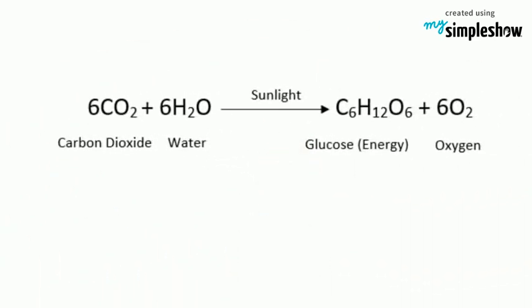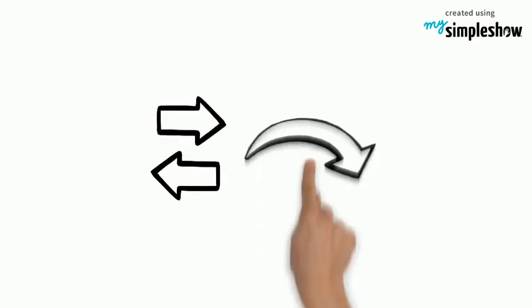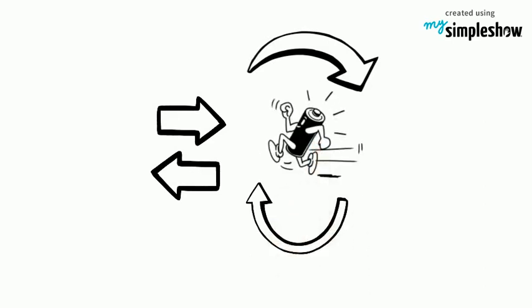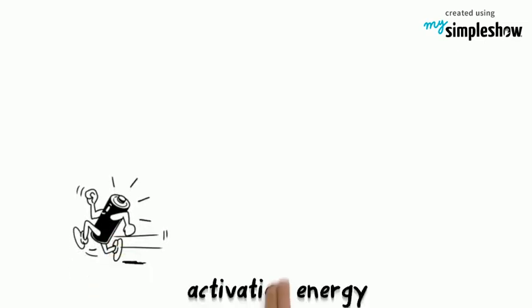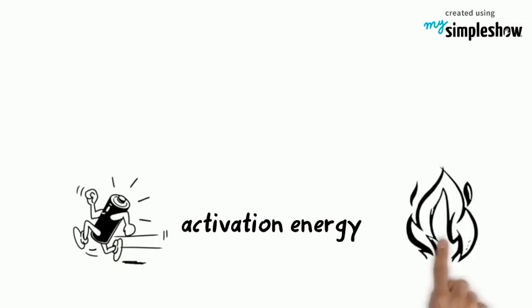You notice that there's an arrow between the reactants and products. If the arrow points only to the right, then the equation can only run in that direction. Sometimes the arrow will point both ways, and the reaction can move both forward and backward. Most chemical reactions need some energy to get them started. That energy is called the activation energy, and the most common way to get that energy is through heat.